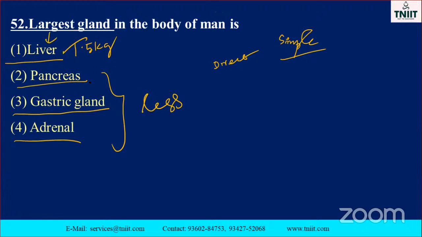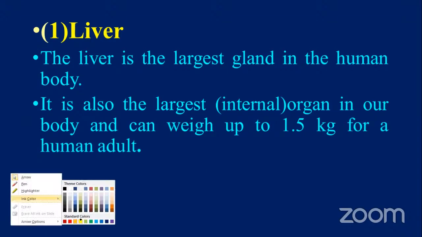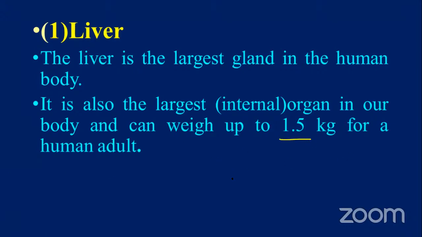It's the largest gland. Don't forget, my dear students, this is very, very important. So many times they have asked how many kilograms the liver contains: 1.5 kg. The liver is the largest gland in the human body. It is also the largest internal organ in our body and can weigh up to 1.5 kg in a human adult. All the physiological, enzymatic activities, synthesis, biosynthetic pathways, glycolysis, Krebs cycle, all those things occur in the liver. Don't forget, my dear, this is very, very important.